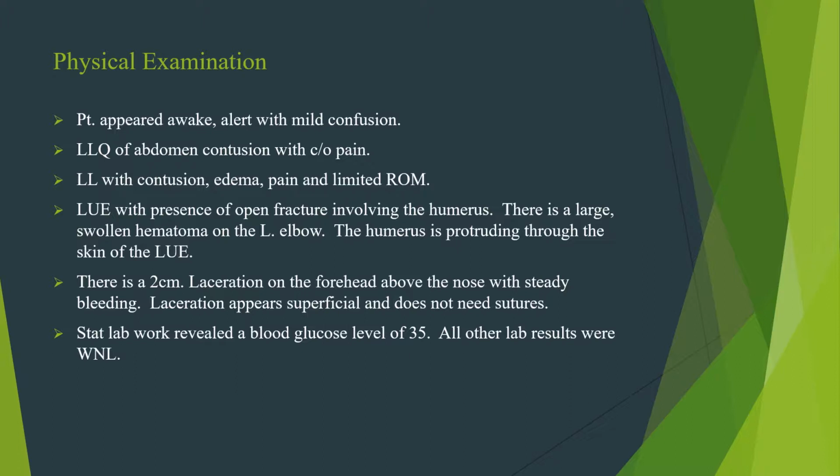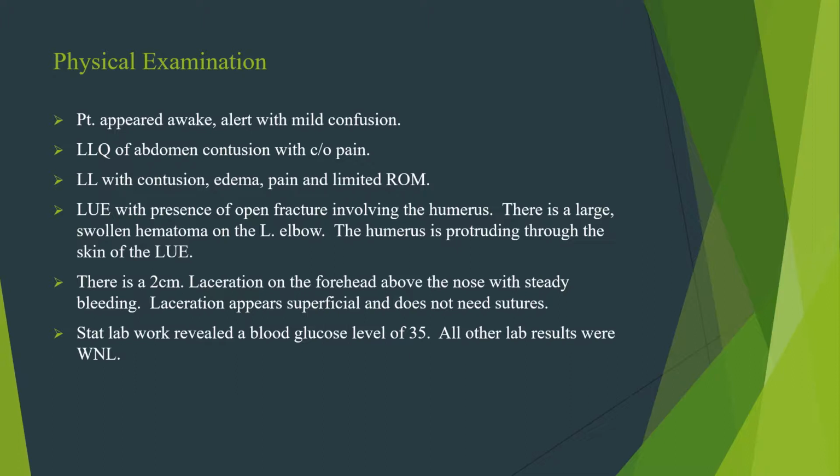His left upper extremity was swollen with a large hematoma at the elbow, and there was obviously a bone protruding through the skin of the left upper extremity, and it looked like it may be an open humeral fracture of the left upper extremity.